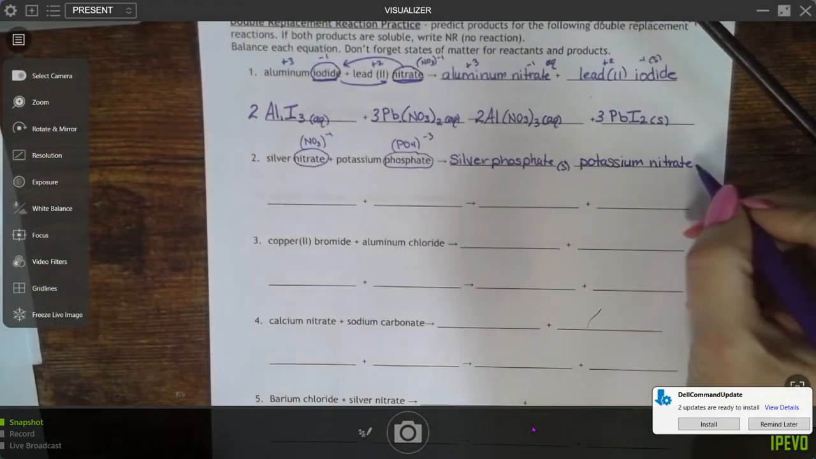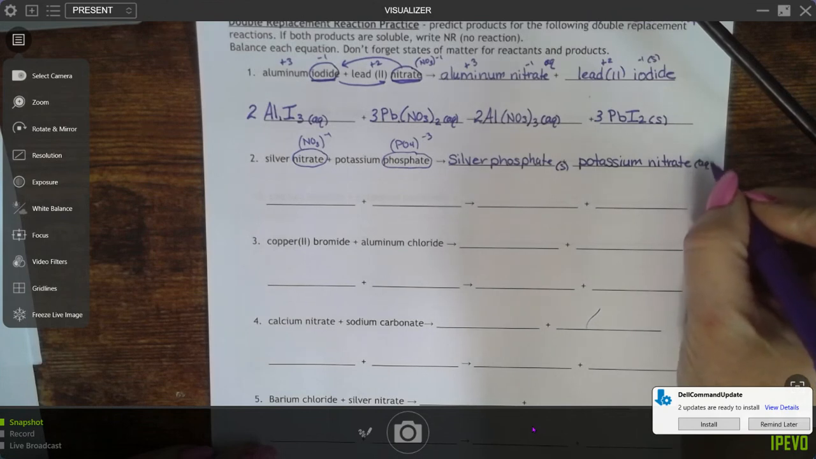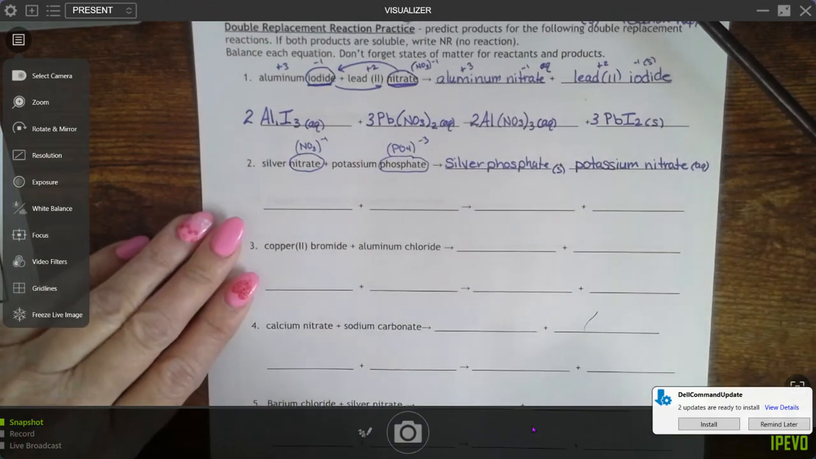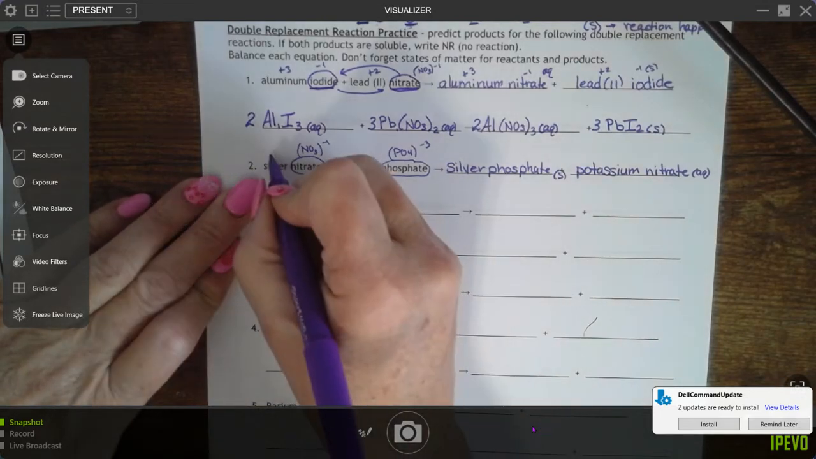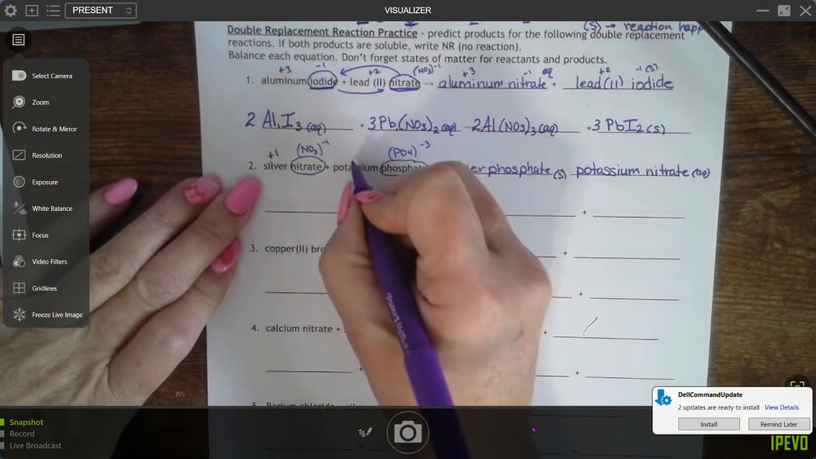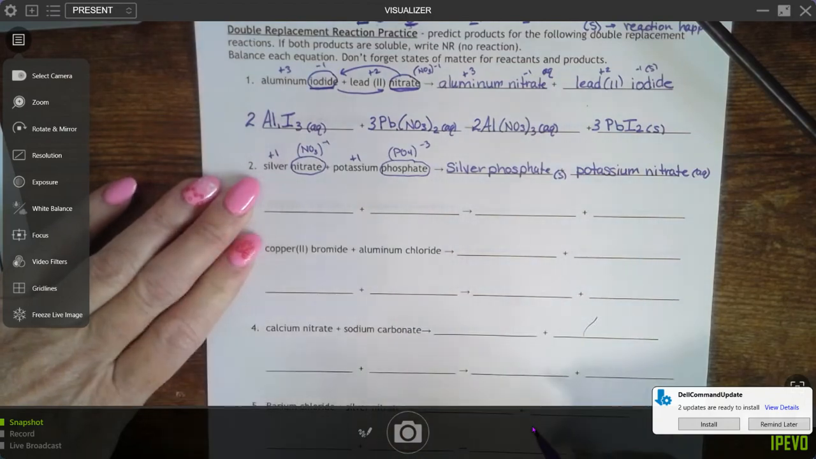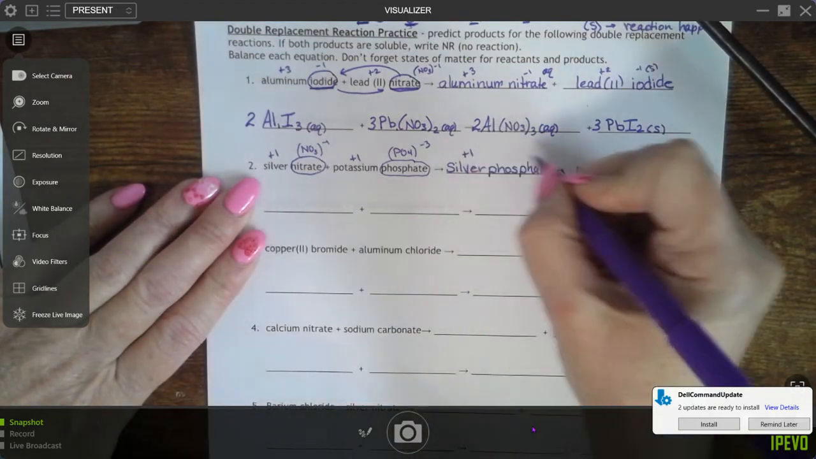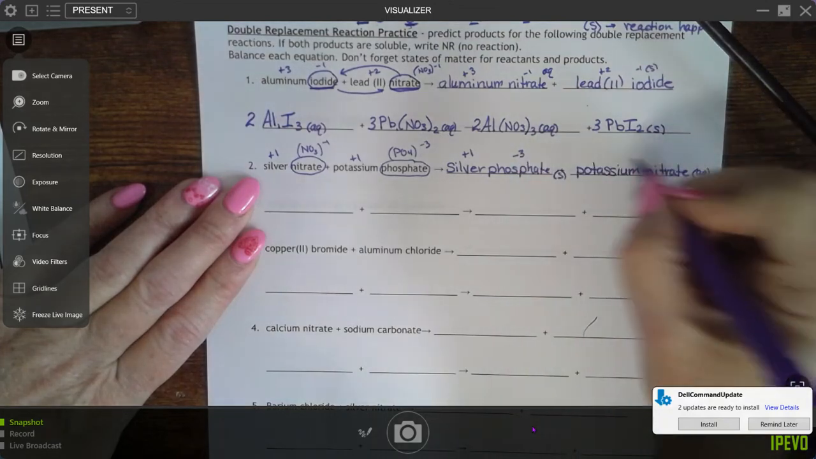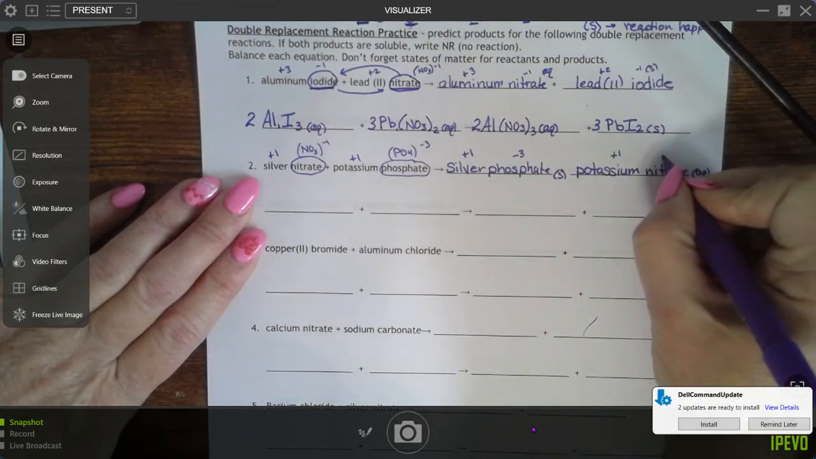So this one is going to be aqueous. So that means we do need to write our chemical formulas. Okay, remember silver is always +1. Potassium is +1. We said phosphate's -3. So silver's +1, phosphate's -3, potassium's +1, nitrate's -1.